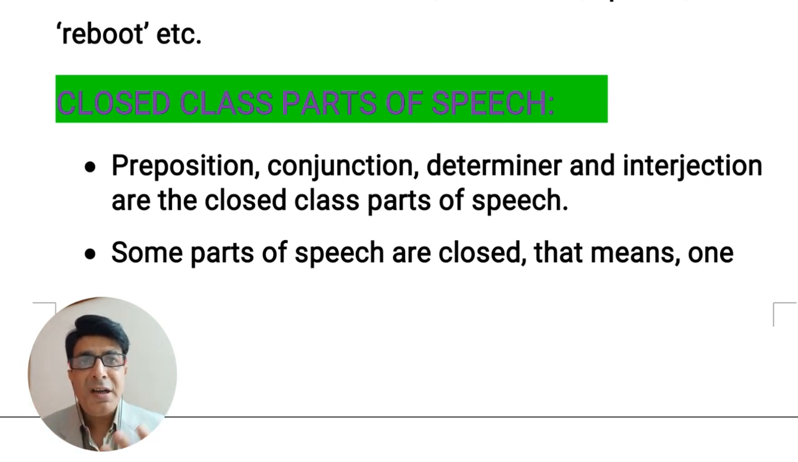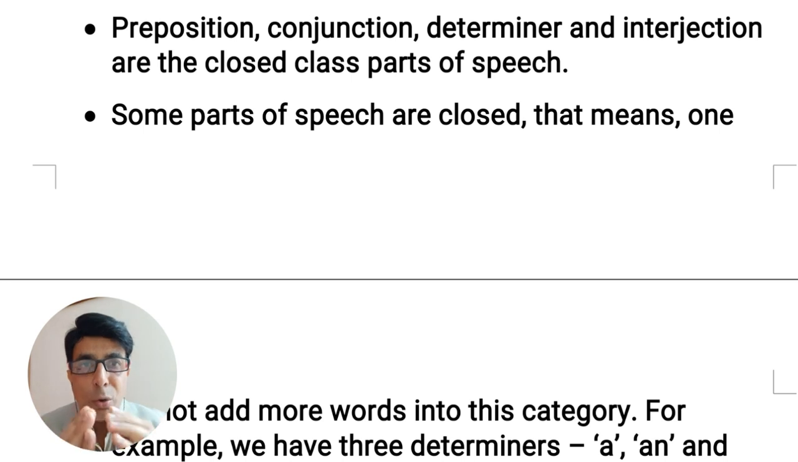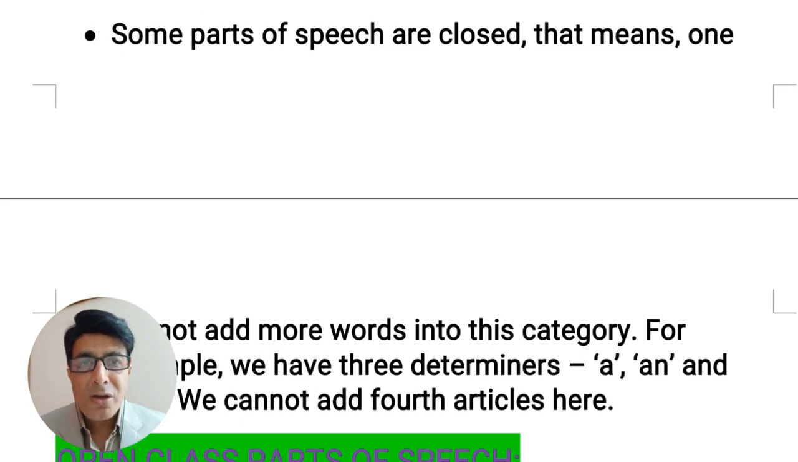As I told you earlier, there are four types of closed class parts of speech, and they are prepositions, conjunctions, determiners, and interjections, right? And now these parts of speech are closed. That means you cannot add new words into this category. There are some fixed number of words, no scope of adding more new words.